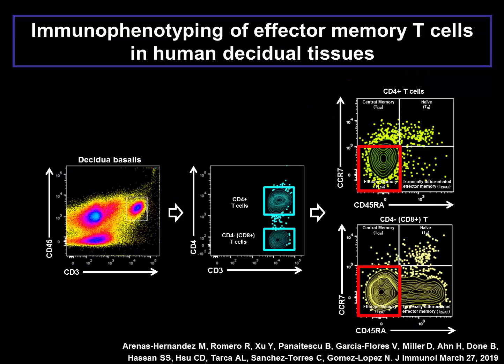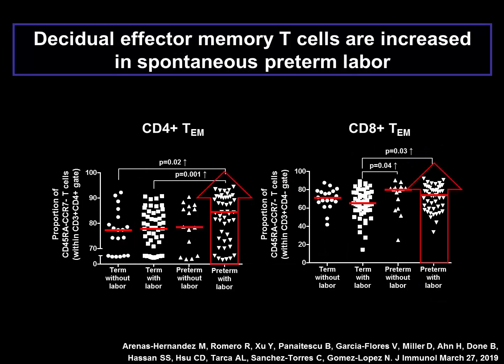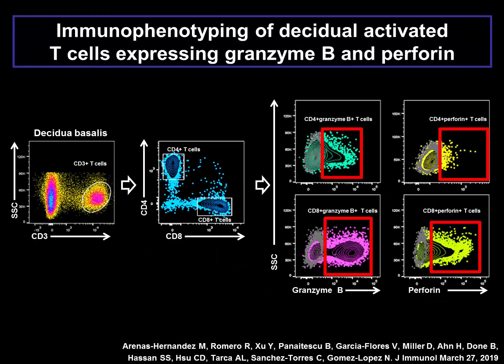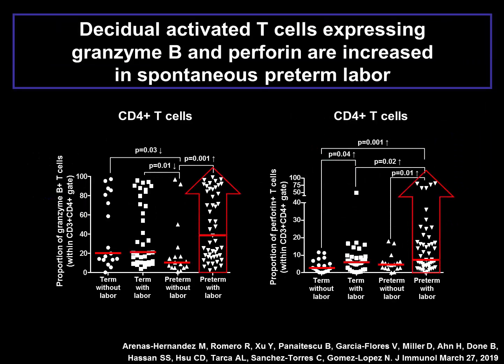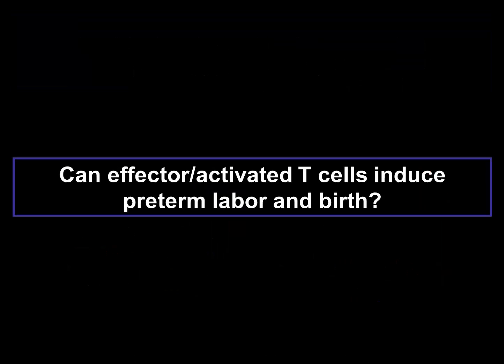First, we showed that effector T cells are present at the maternal-fetal interface and are increased in women with preterm labor. These effector T cells expressed the cytotoxic molecules granzyme B and perforin, the expression of which was highest in women with preterm labor. Can effector-activated T cells induce preterm labor and birth?